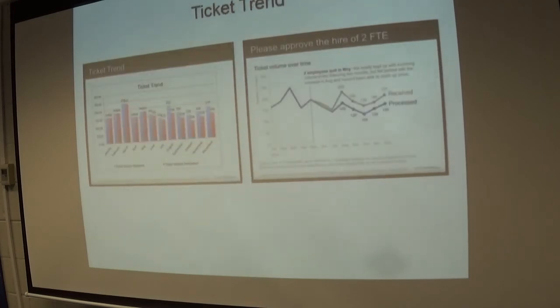And then the ticket trend, a bar chart on this side. But if you represent it in a different way, the message is clear: the number of tickets received is greater than the ones that were processed, so they need more staff. That doesn't come across so easily in this way of representing the data.